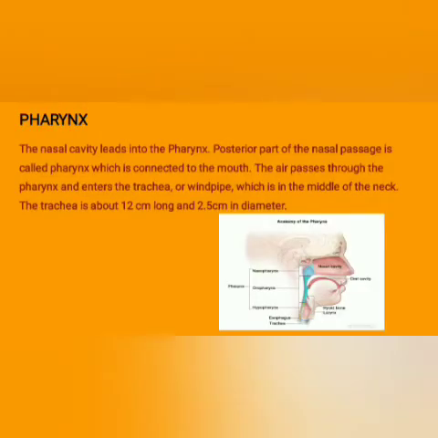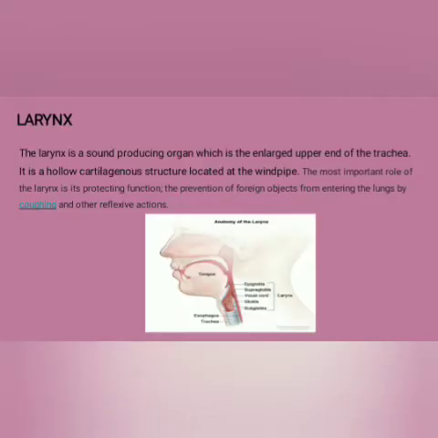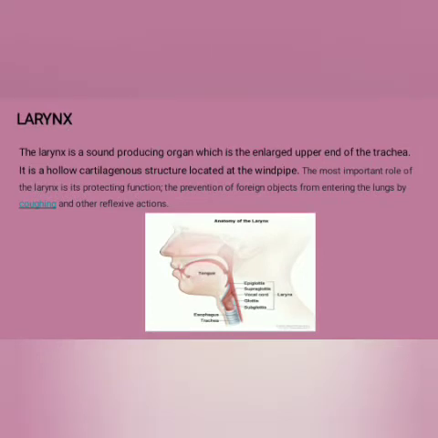Sometimes we get cough while eating food. That is due to incomplete closure of epiglottis during swallowing. Next is larynx, which is also called voice box or popularly called Adam's apple, is a hollow cartilaginous structure located at the start of the windpipe. You can even feel it with your fingers in the front part of your neck. When you swallow something, this part rises and falls.